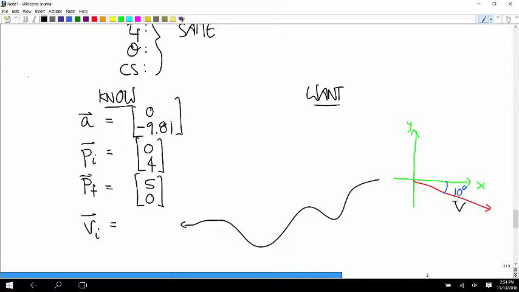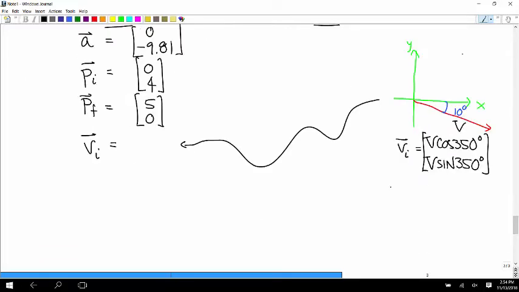That's the speed. Okay. So what do we know about this velocity vector if it has a magnitude of V, and we know that the angle, the counterclockwise angle from the x-axis to the vector is 350. That's right. So V times cosine of 350, V times sine of 350. And so that gives you 0.985 V and negative 0.174 V.